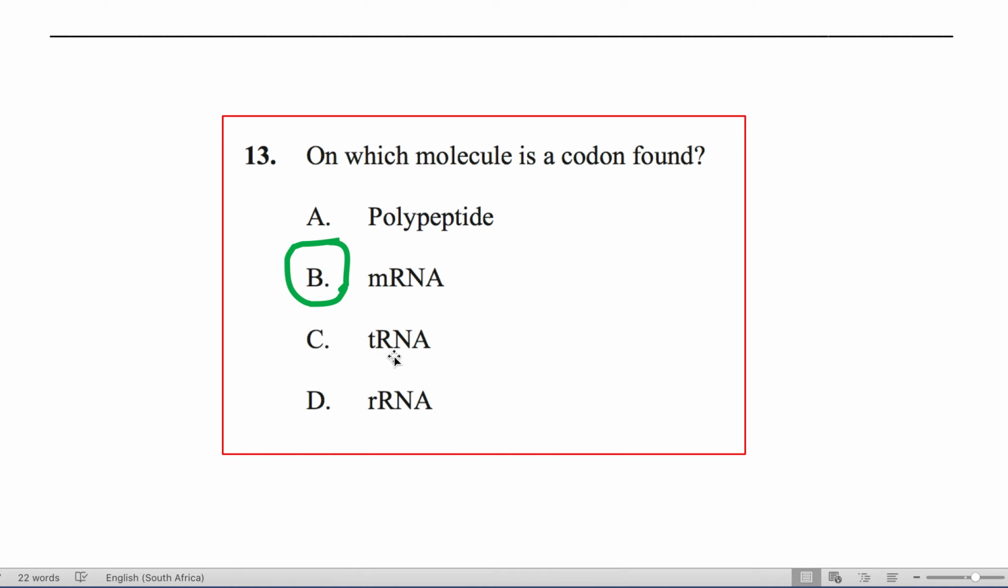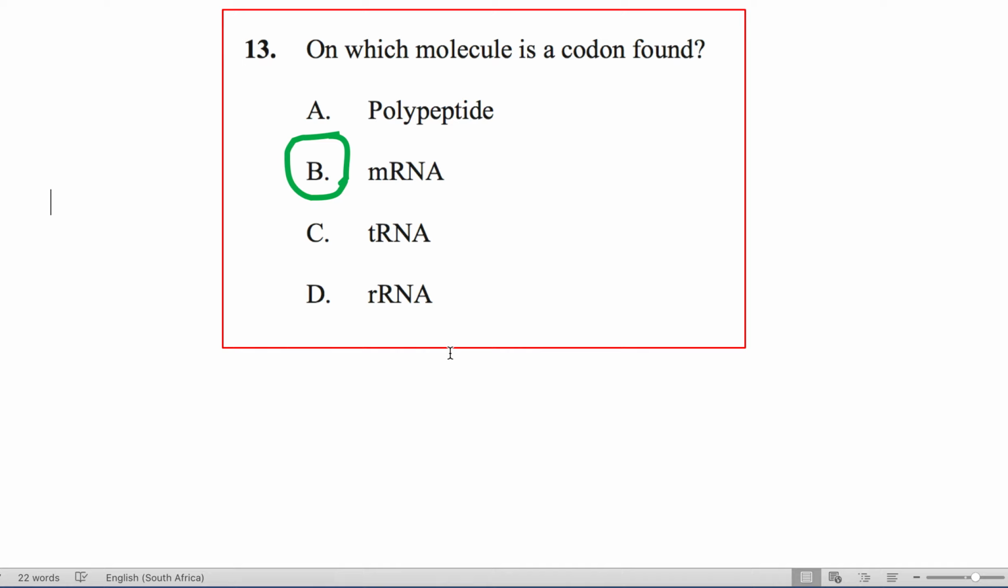tRNA is what will bring the amino acid, and mRNA is the code. A polypeptide is what we're trying to make. So a polypeptide does not have the codon on. Therefore, the answer is B. Let's move on to the next one.